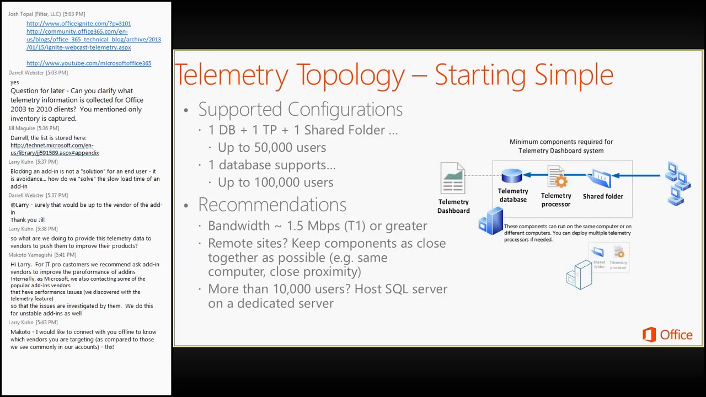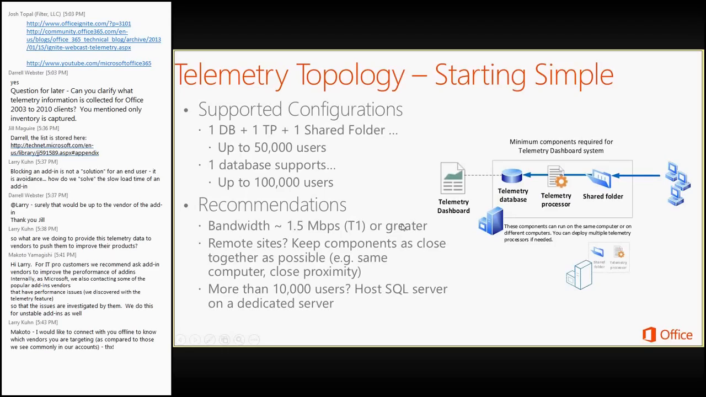We recommend starting simple, and basically the way it works, in terms of supported configuration, you've got one database that can support up to 100,000 users. As far as the telemetry processor and the shared folder where the metadata gets sent up to, these work in pairs, so there's one TP, one telemetry processor, per shared folder, and each one can comfortably manage up to 50,000 users. And so, if your organization is well below that, then you should be fine with just having one database, one telemetry processor, and one shared folder.